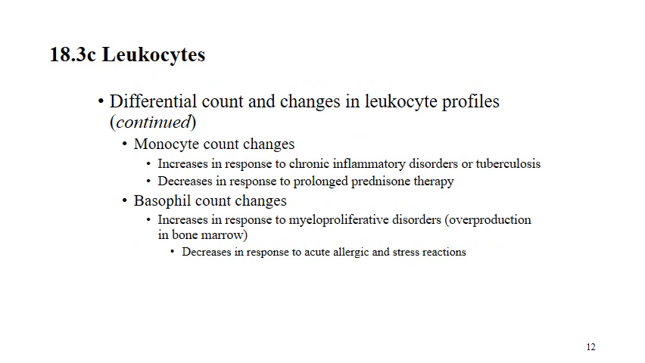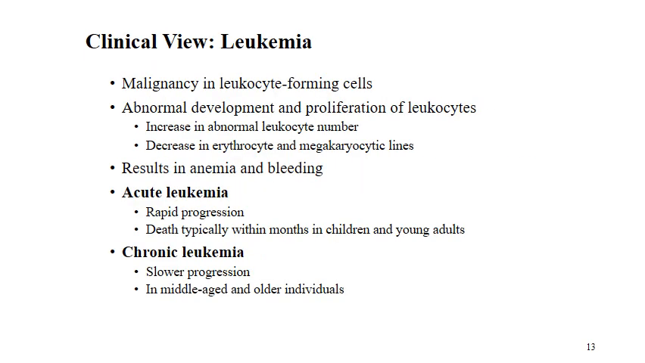Monocyte count can change as well, and it increases in response to chronic inflammatory disorders or tuberculosis, and decreases in response to prolonged prednisone therapy, which is just a drug. Basophil count can change as well, increases in response to myeloproliferative disorders or overproduction in bone marrow, decreases in response to acute allergic and stress reactions.